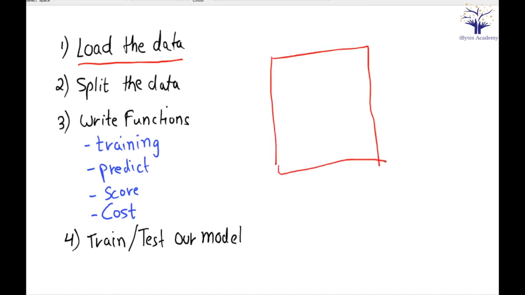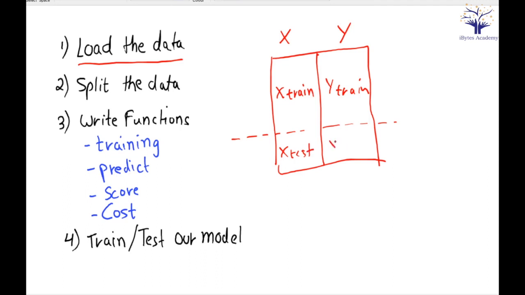This is how our data will look like. It will have one feature and it will have one output variable. In the next step, I want to split the data into training and testing. So let's say if I split the data into training and testing, this is my X train, Y train, X test and Y test. First, let's implement these two steps and then we will discuss further.